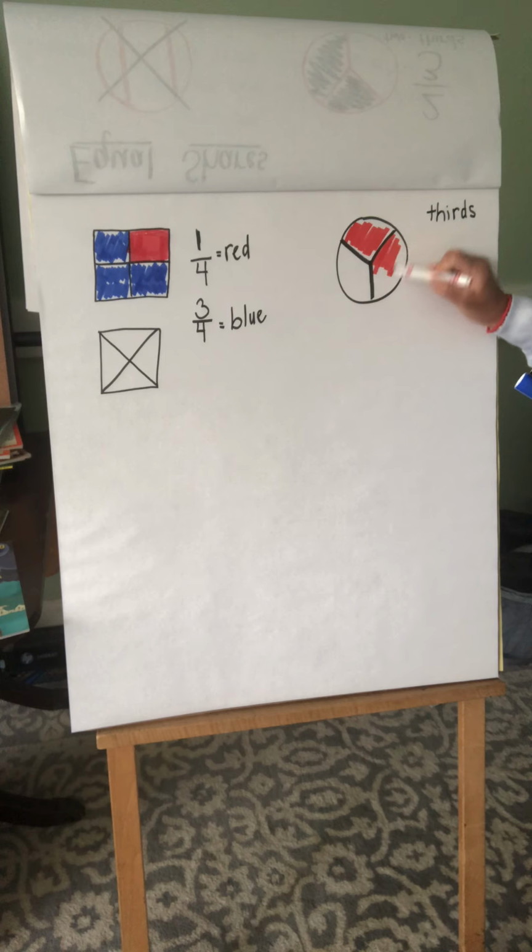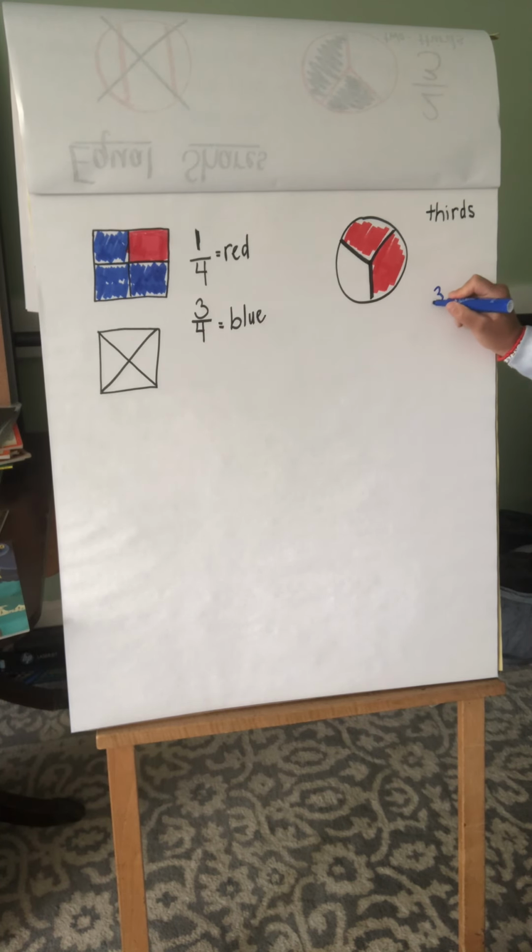How much of my circle is red? Can you go ahead and write that fraction? Remember, we're talking about thirds, which means there's 3 parts, so 3 is my bottom number. How many are red? 2/3 are red, aren't they?